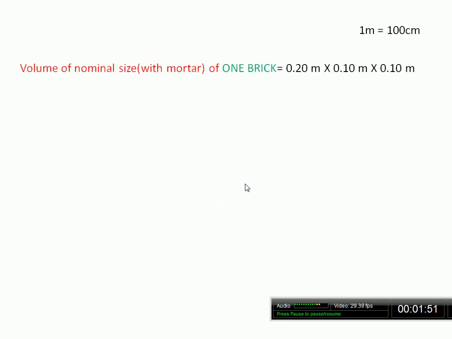Now we calculate the number of bricks used in 1 m cube. Our first step is the volume of the nominal size of 1 brick with mortar. That means when we consider bricks with mortar, we use the nominal size of bricks 20 centimeter cross 10 centimeter cross 10 centimeter. When we convert the dimension in meter, 1 meter is equal to 100 centimeter. That means 0.2 meter multiplied by 0.1 meter multiplied by 0.1 meter and the volume becomes 0.002 m cube.